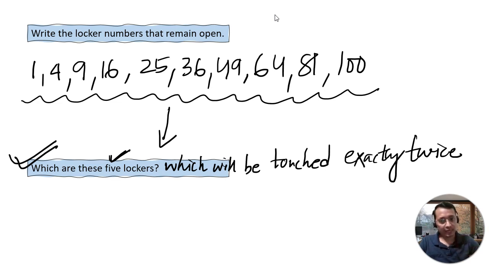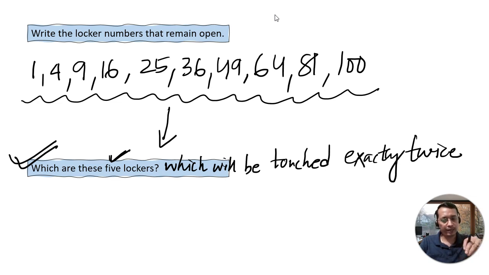Okay, understood? So that means the queen wanted to give them a puzzle to figure out the 5-digit code to unlock the real locker, which will have all the ratnas. So what is that 5-digit code? The hint was: which are those 5 lockers that will be touched exactly twice? So which will be touched exactly twice?